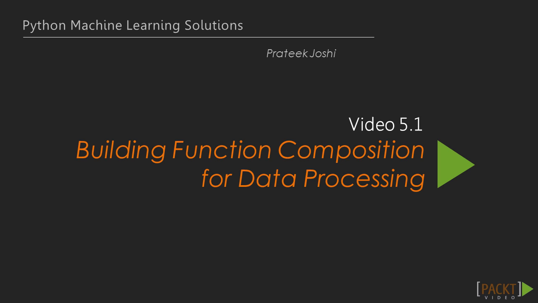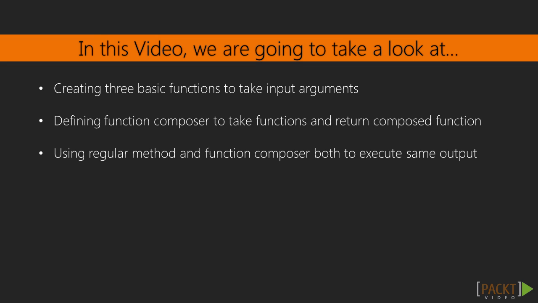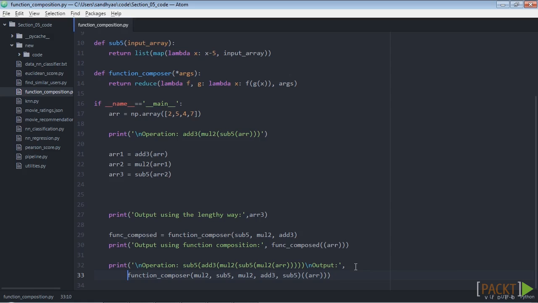Now we move on to the first video of this section, where we will learn to build function compositions for data processing. In this video, we're going to take a look at how to combine functions to form a reusable function composition. Also in this video, we will create three basic functions and look at how to compose a pipeline. One of the major parts of any machine learning system is the data processing pipeline. Before data is fed into the machine learning algorithm for training, we need to process it in different ways to make it suitable for that algorithm.